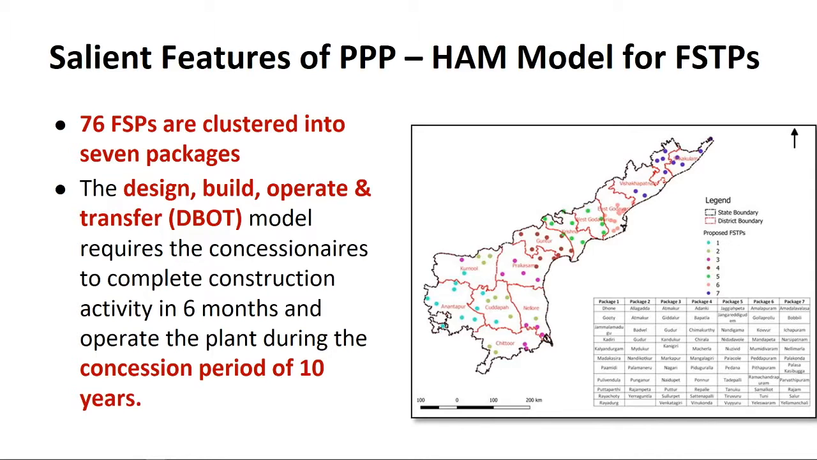So how does the state go about establishing treatment plants in 76 towns? The logical thinking was that let's cluster these towns and have, say, about 1 fecal sludge treatment plant catering to about 7 to 8 towns. So we do a geographical clustering, and that is what was the thinking. You see this here.